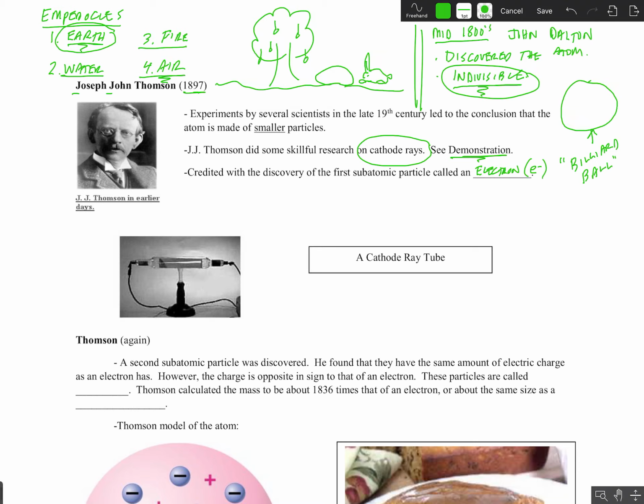He found that this particle was 1/1837th the size of a hydrogen atom. Now you might ask yourself, well, what's so profound about something that's smaller than a hydrogen atom? Well, you should know that a hydrogen atom is the smallest of all atoms. So if you found something smaller than a hydrogen atom, didn't you now discover a subatomic particle? And that an atom is not indivisible. An atom is made up of even smaller parts.